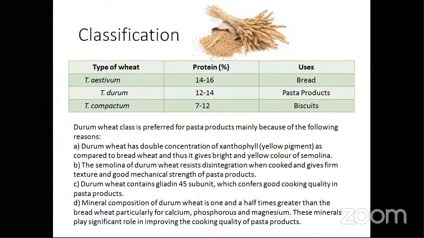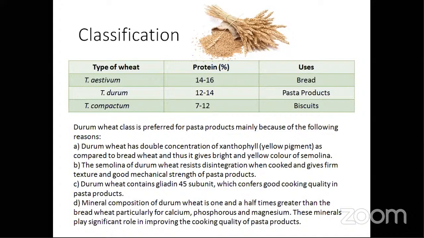So next classification, as I told you, Triticum aestivum. Triticum aestivum protein range may be from 11 to 16%. It depends upon variety to variety. But in books, it is usually written 14 to 16%. But actually, I have done PhD in wheat proteins only. So the range is usually like 12, 13, 14. So it is good for bread making.